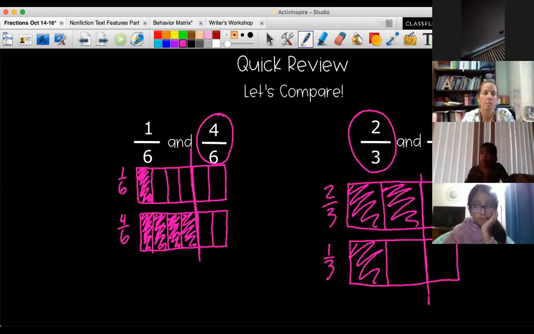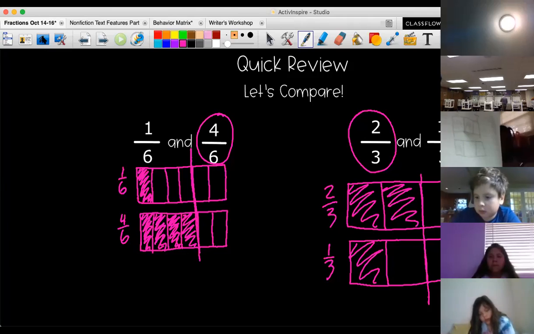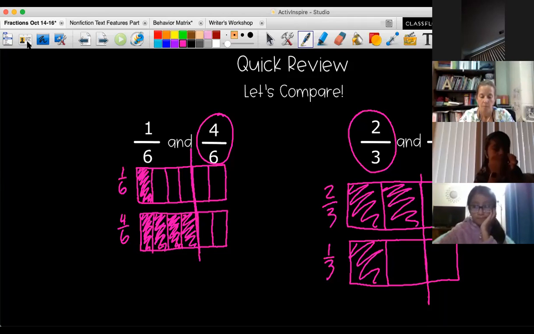Who did it without drawing it? Raise your hand if you did it without drawing it. Jay. So how did you know that 2/3 was bigger than 1/3? Because 2 is big. 2 is bigger than 1.